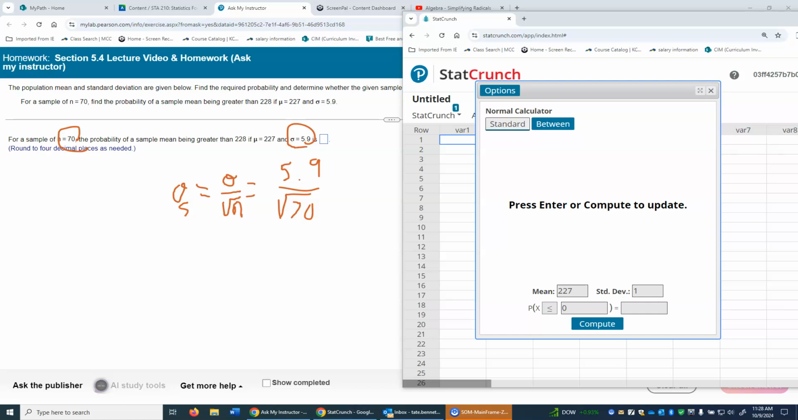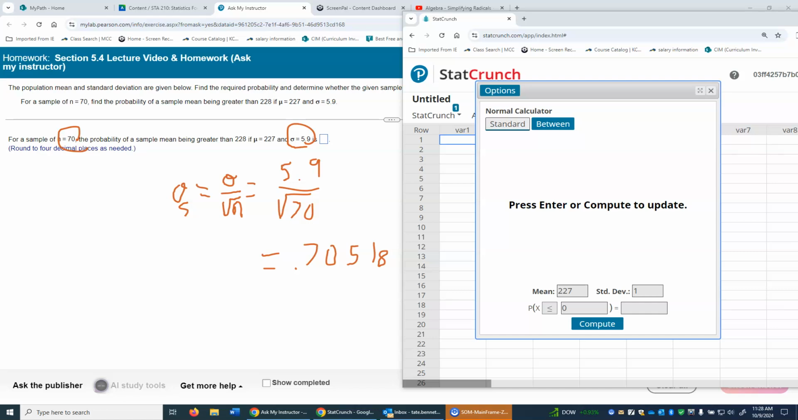So I'm grabbing a calculator and I'll put that in here. 5.9 divided by the square root of 70. That comes out to 0.70518. And so we need to use that for the standard deviation.